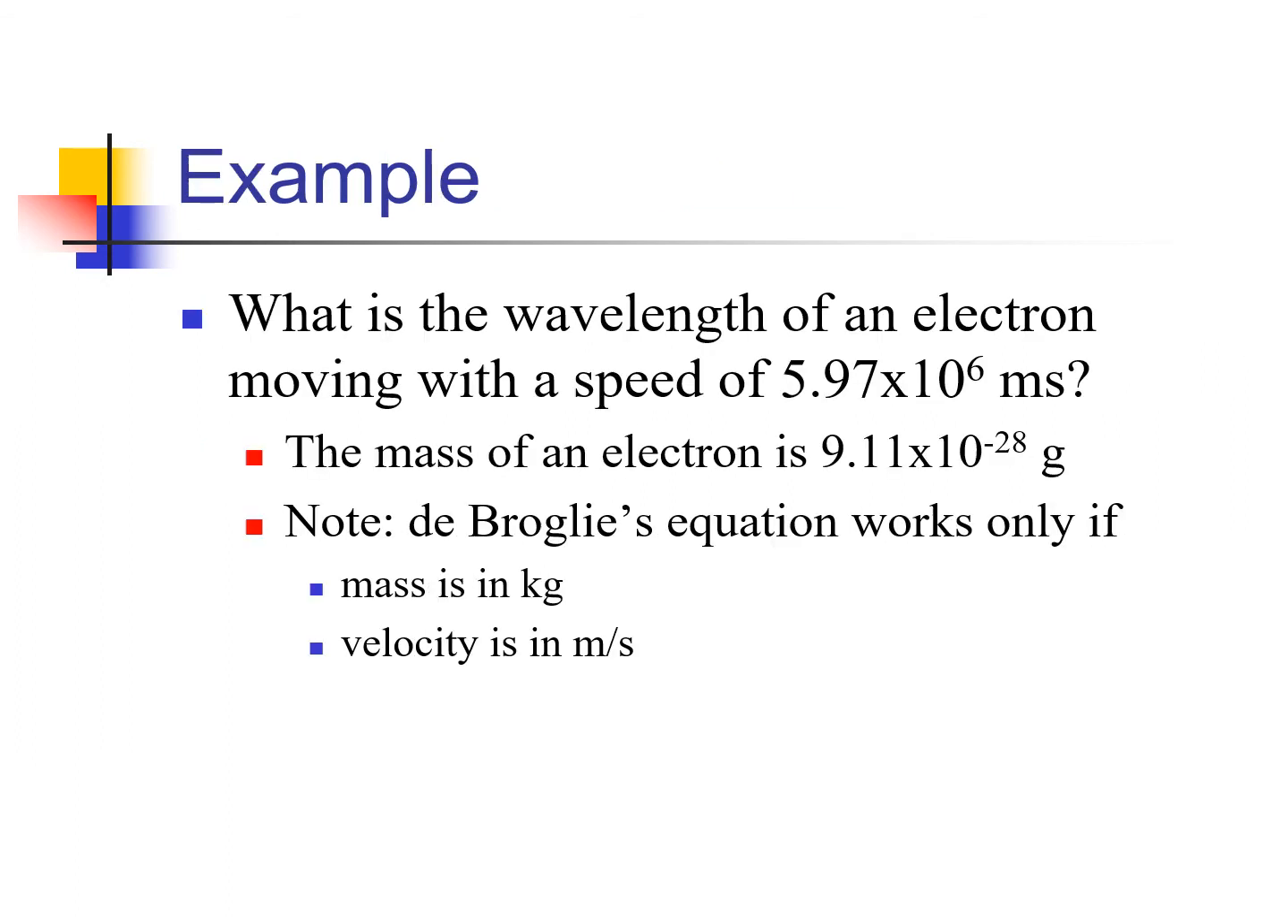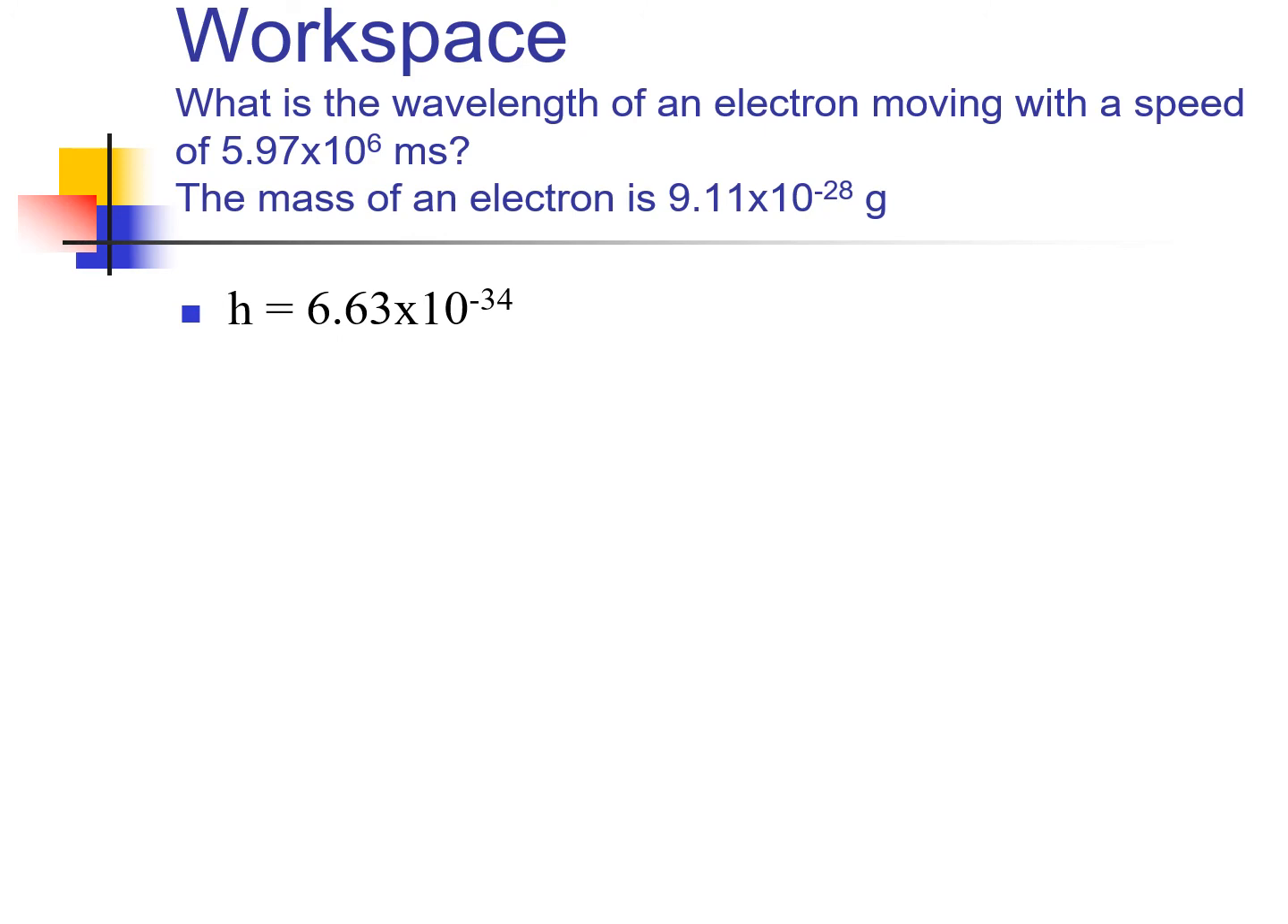So, for example, what is the wavelength of an electron moving with a speed of 5.97 times 10 to the 6th meters per second? The mass of an electron is 9.11 times 10 to the negative 28 grams. The key is that the de Broglie equation only works if mass is in kilograms and velocity is in meters per second. To turn grams into kilograms, we just divide by 1,000. So 9.11 times 10 to the negative 28th divided by 1,000 is 9.11 times 10 to the negative 31st.